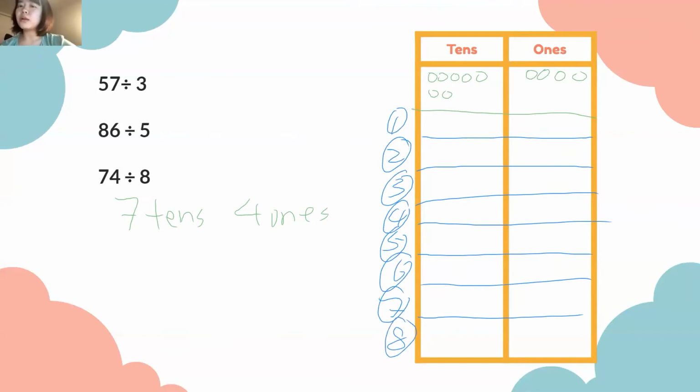So let's do the larger unit first, and we're breaking 7 tens into 8 groups. So 7 divided by 8, and I realize I don't have enough tens for 8 groups. So we'll put nothing for the tens. So we don't have anything for tens, and let's unbundle each ten into ones.